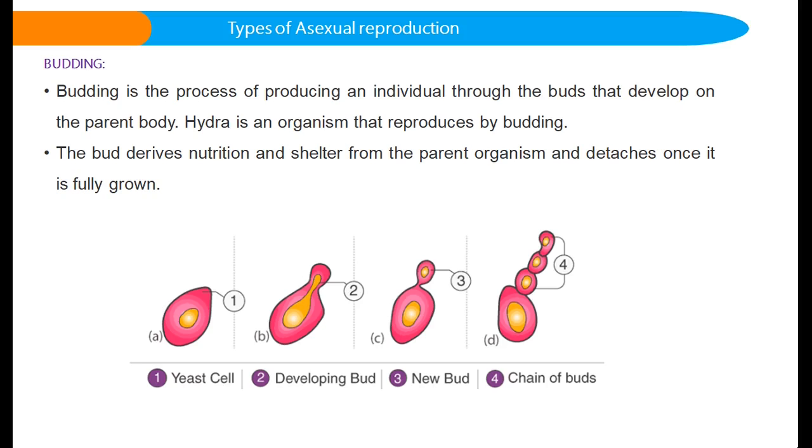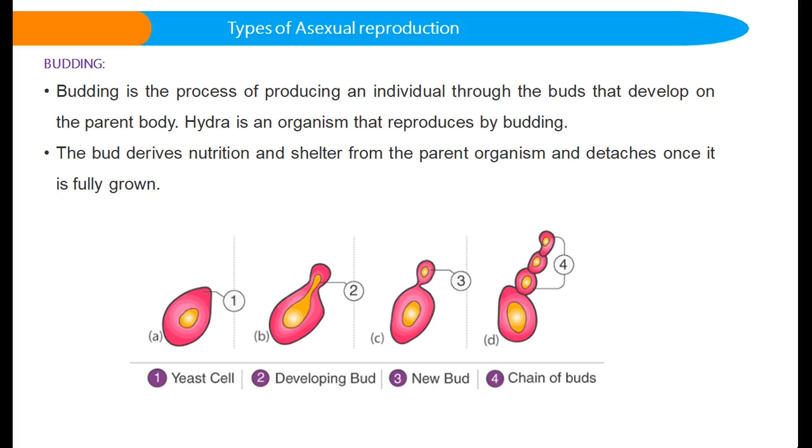And the second one is budding. Budding is the process of producing an individual through the buds that develop on the parent's body. Hydra is an organism that reproduces by budding. Not only Hydra, which is a multicellular organism, but yeast, a unicellular organism, also reproduces by budding. In our figure also we can see the yeast cell reproducing by budding.